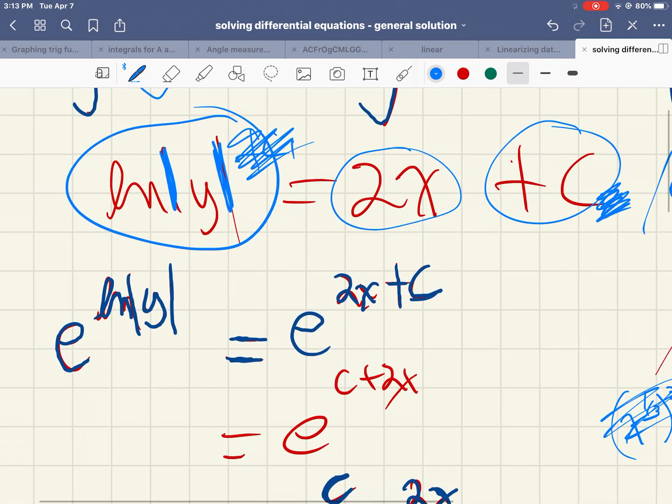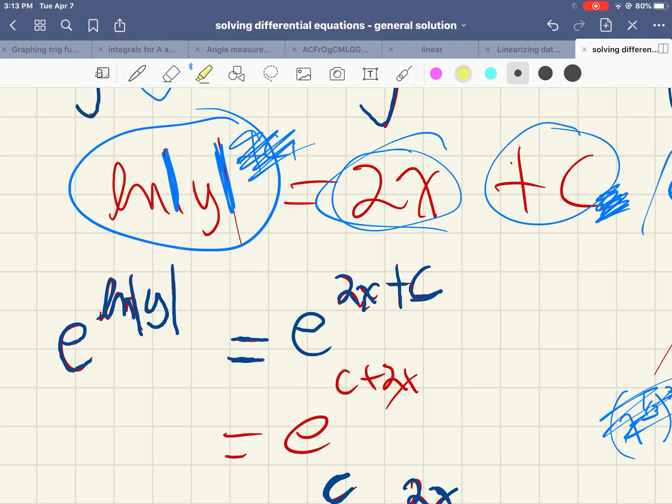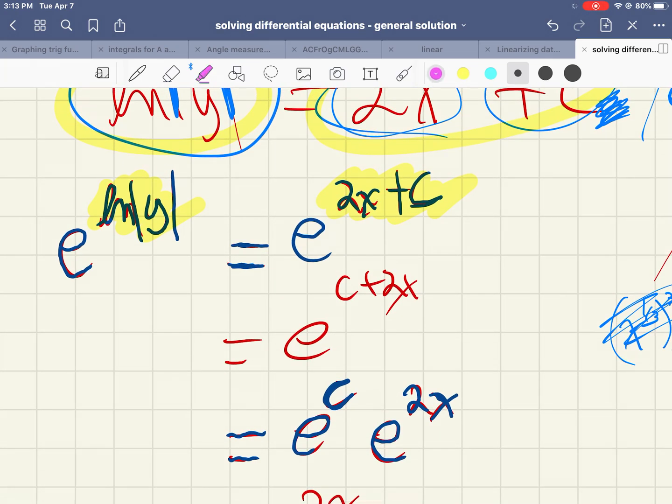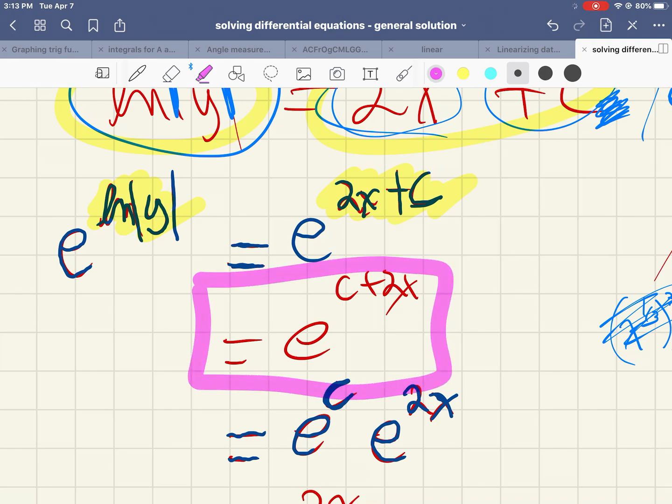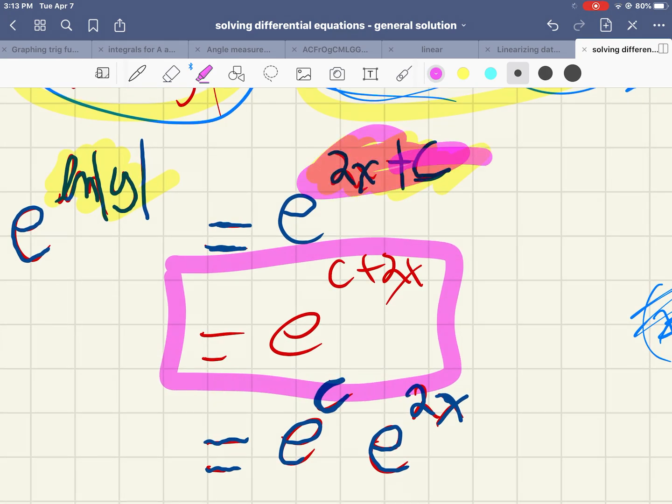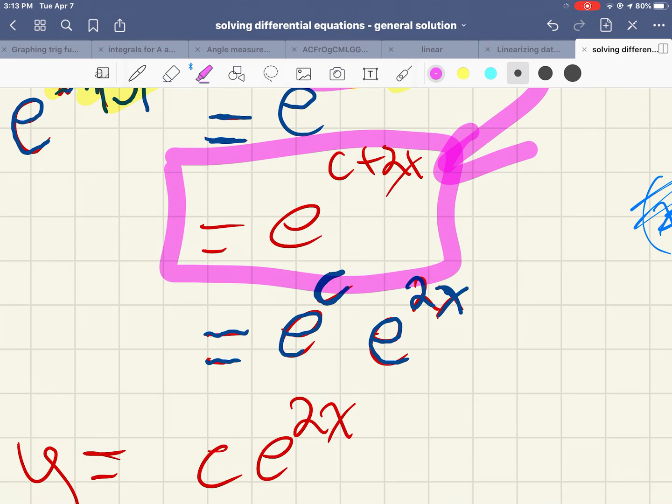So these become exponents. The left side and the right side become exponents. e to the ln of the absolute value of y is e to the ln of the absolute value of 2x plus c. And here's where some exponent rules become important. In this line, I'm taking 2x plus c and turning it into c plus 2x. Am I allowed to do that? Yeah, that's just the commutative property. 1 plus 2 is 2 plus 1. Then I can undo the exponent laws from this. So that's just e to the c multiplied by e to the 2x.